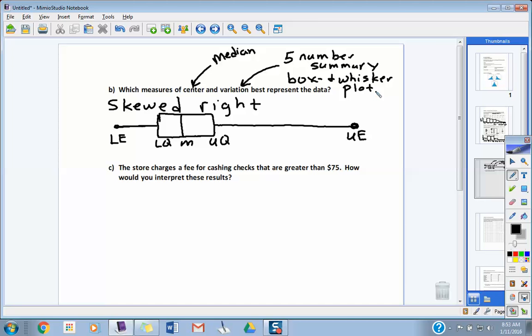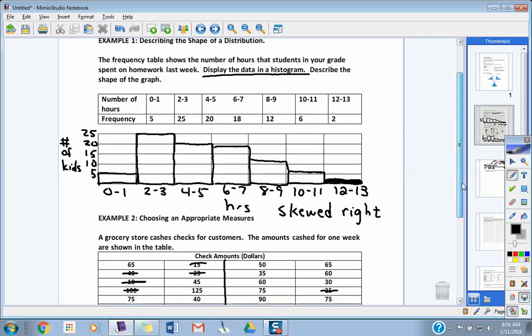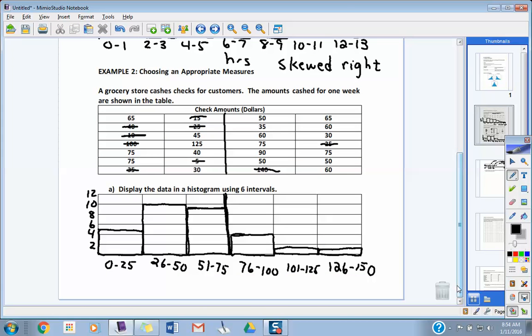All right, so then the last question to this would be the following. It says the store charges a fee for cashing checks that are greater than $75. So any check that's over $75, the store says, you owe us $5 for us to cash it, or something like that. How would you interpret the results? Well, guys, go back to the results here. Were there a lot of checks over $75 that were cashed or a minimal amount? Anything over $75, it's like 4, 1, and 1. So were there a lot of checks that were cashed over $75 or not? No. Okay.